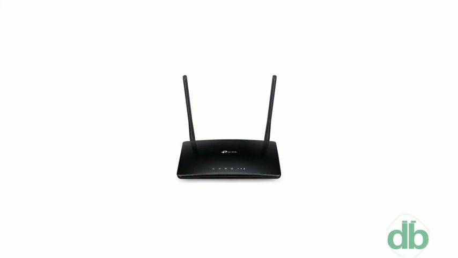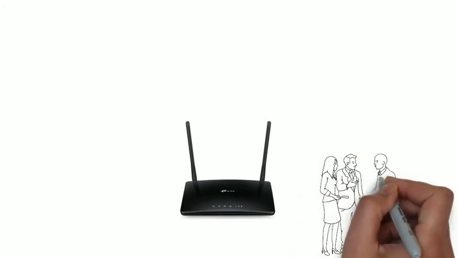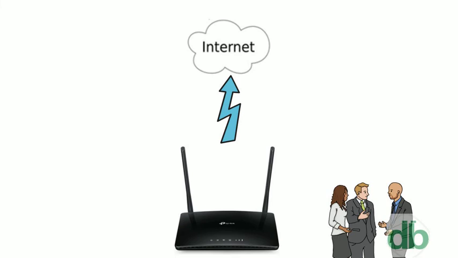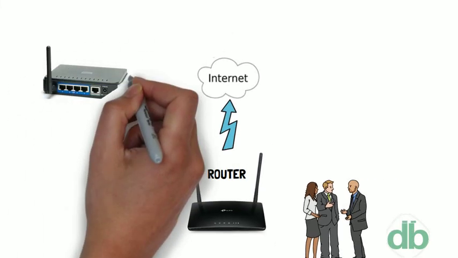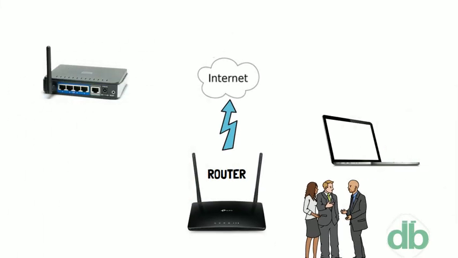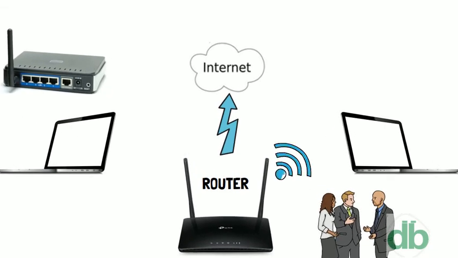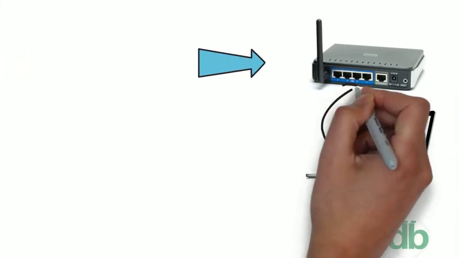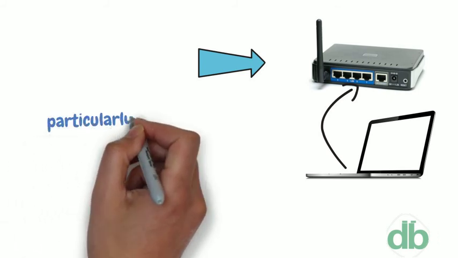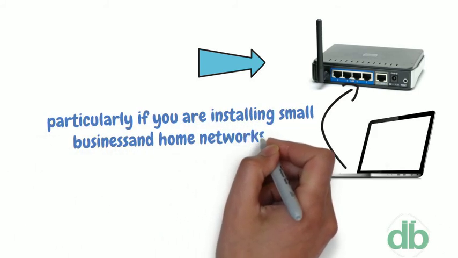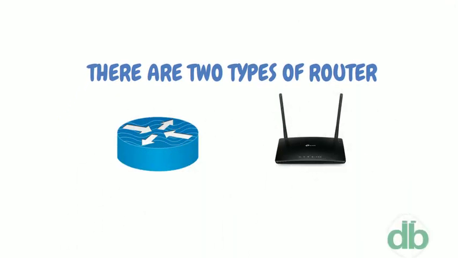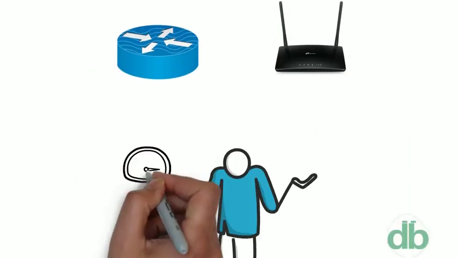Router. When talking about computer network components, the other device that is used to connect a LAN with an internet connection is called a router. When you have two distinct networks or want to share a single internet connection to multiple computers, we use a router to make connections. Recent routers also include a switch, which in other words can be used as a switch, particularly if you are installing small business and home networks. There are two types of router: wired and wireless. The choice depends on speed and cost.